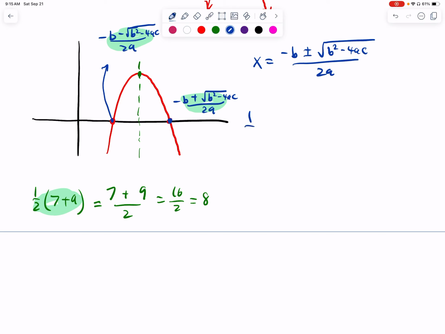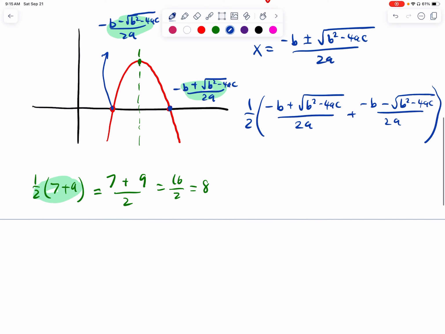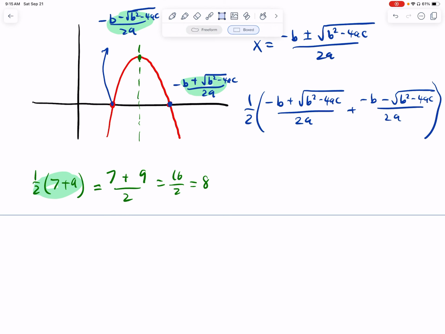So I'm going to take 1/2 and I'm going to add up these two solutions. So negative b plus the square root of b squared minus 4ac over 2a. And then add the other one, negative b minus the square root of b squared minus 4ac all over 2a. Okay, and then whenever I go to add two fractions, we know that we're supposed to keep the denominators the same, so they're going to stay as a 2a, and then you just add the tops. So when I add the tops, the negative b plus another negative b is going to make a negative 2b.